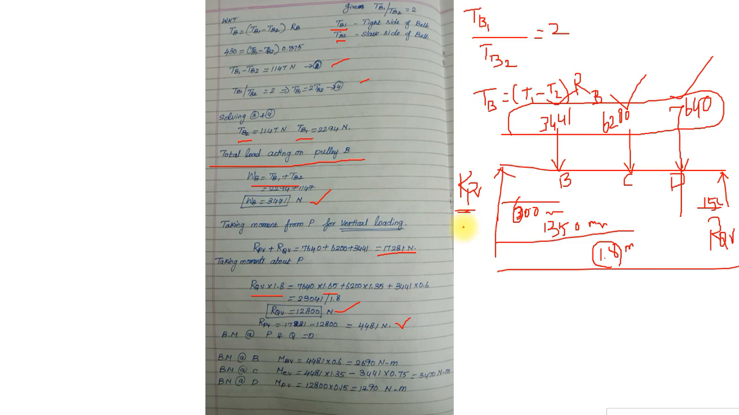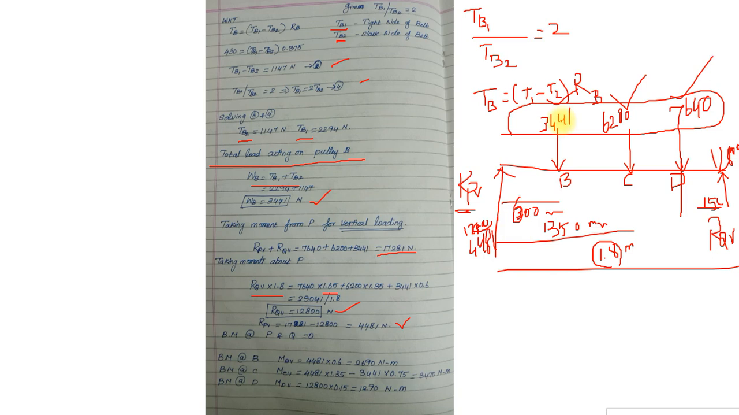So now I am getting the reaction values. The reaction value is 12800. And what about this reaction value? I'm sorry, I have written wrong. So this is 4481, this is 4481, and this is 12800. So these are the reaction values. Now I need to find out the moment at B, moment at C, and moment at D. We already know that the moment at P and the moment at Q will always be 0 since there is no distance.